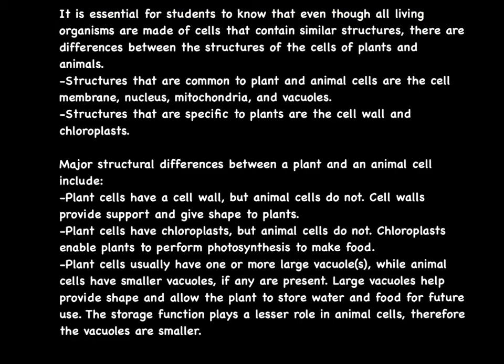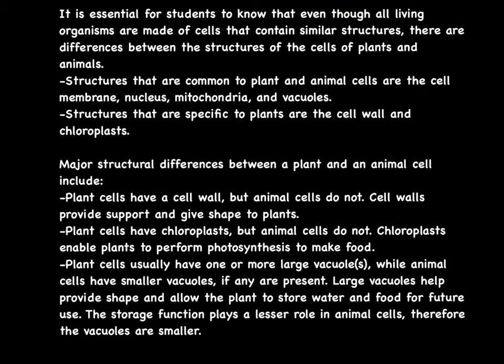The major structural differences between a plant and animal cell include: plant cells have a cell wall, but animal cells do not. Cell walls provide support and give shape to the plants. And plant cells have chloroplasts, but animal cells do not. The chloroplasts enable plants to perform photosynthesis to make food.